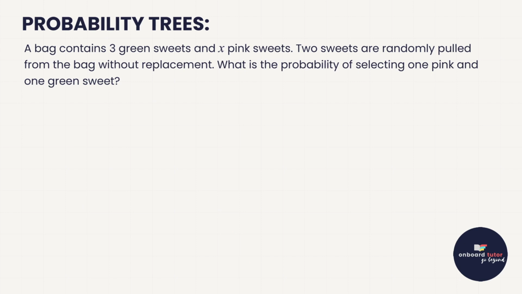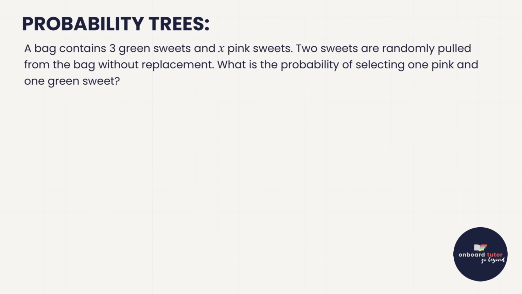So I've chosen a nice tricky example here to get you thinking. It says a bag contains 3 green sweets and X pink sweets. So we don't know how many, but at least we've got an X to work with. 2 sweets are randomly pulled from the bag without replacement. What is the probability of selecting 1 pink and 1 green sweet?